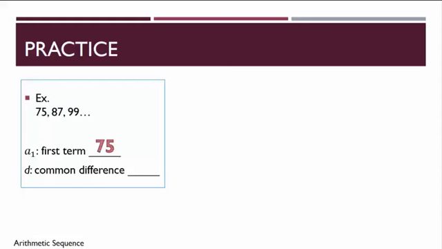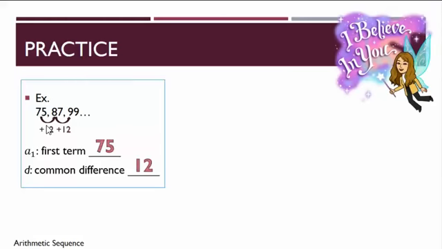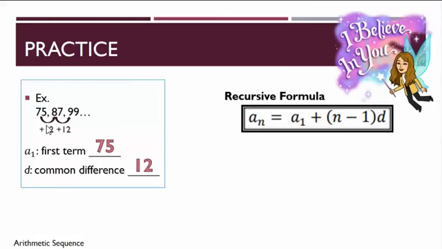I know it's increasing. How much is it increasing by? You can subtract these two numbers and know the difference. And if you notice, for every single one it is 12. So my common difference is 12. Okay, I have these two things now. Let's take the formula and plug in what we do know.